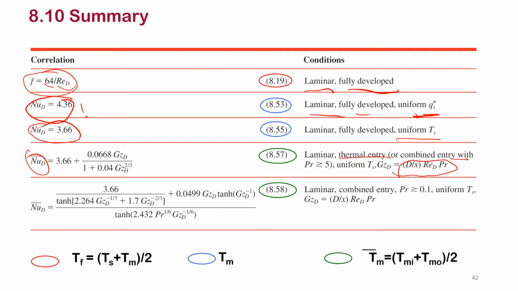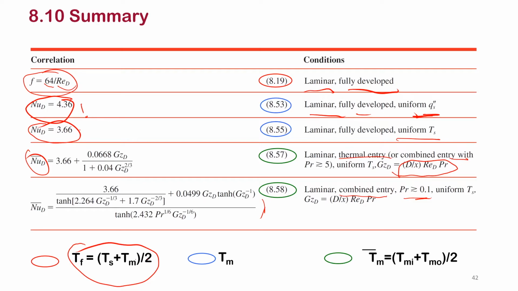And if you have combined entry and the Prandtl number is greater than 0.1, then we can use this equation. These two equations can be alternatively used, so you just need to check the range. And the properties here are evaluated. So for the Fanning friction factor, you evaluate the properties at T film, Ts plus T mean over 2.